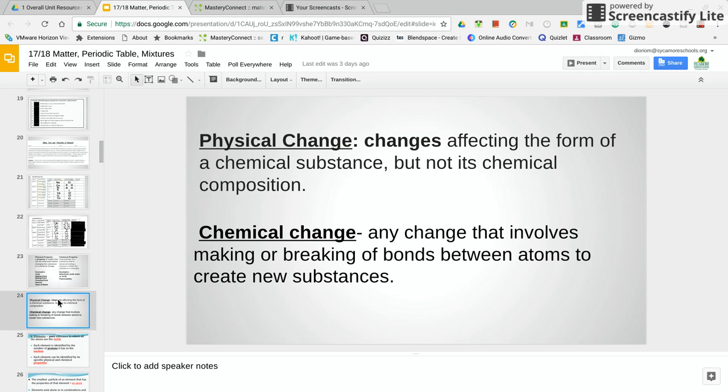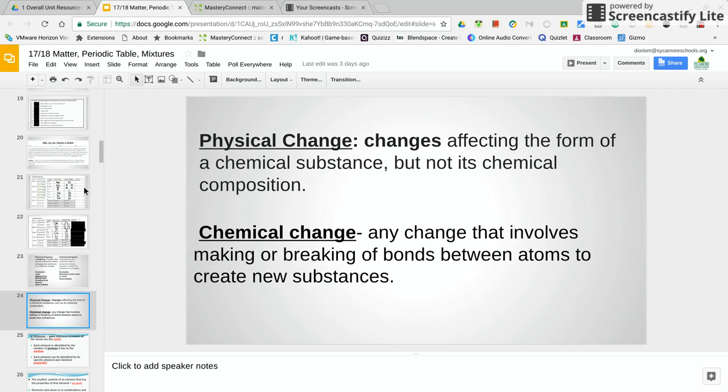When you are looking at the physical properties, some of those properties may change, like the mass or the shape of it, but you're not changing what the substance is, so that's still considered a physical change. If you are changing the substance, like when you're observing a chemical property, that's considered a chemical change.